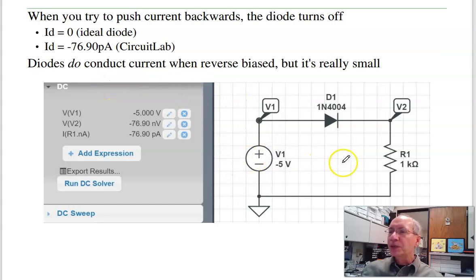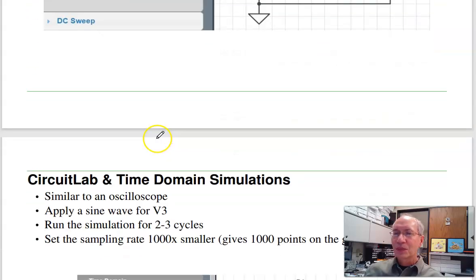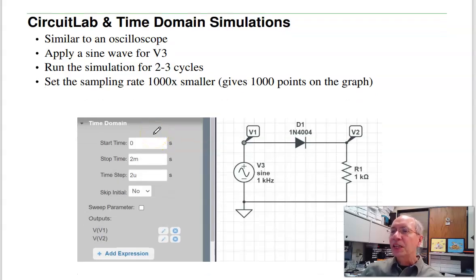If I flip the voltage, try to have current going backwards, the diode opens up. So what I would expect with the ideal diode model is this turns off, the current is 0, and the voltage is 0. If I throw it in CircuitLab, I'll see that actually the voltage is not 0, it's negative 76 nanovolts. The current isn't 0, it's actually negative 76 picoamps. So again, it does conduct a little bit of current, but a picoamp is really, really small. A nanovolt is also small. We have a hard time measuring that in lab. Effectively it's 0. So that'd be DC analysis.